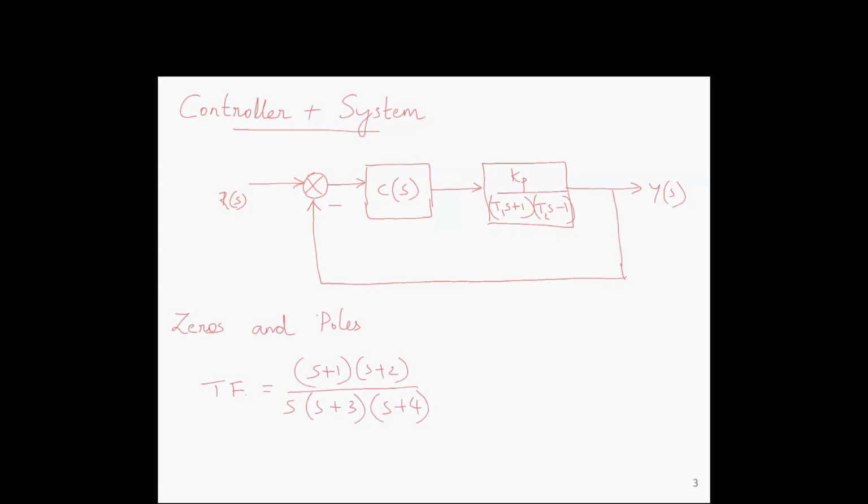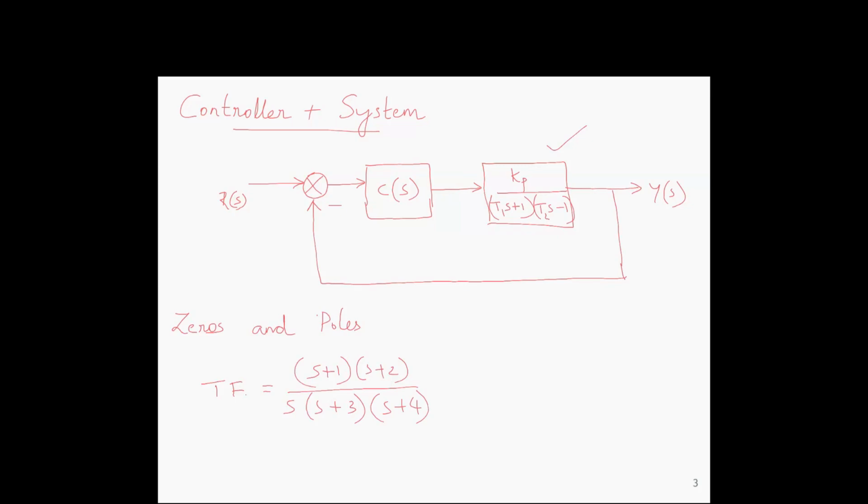So in this video we will see how we can use a controller to stabilize a plant. We have seen open loop and closed loop control. So this is the plant. The transfer function of the plant is Kp divided by (T1s plus 1) into (T2s minus 1).